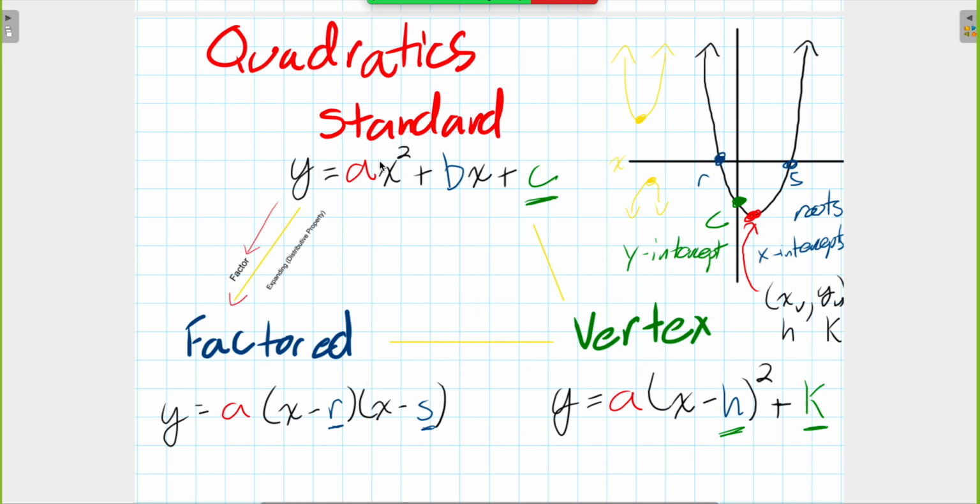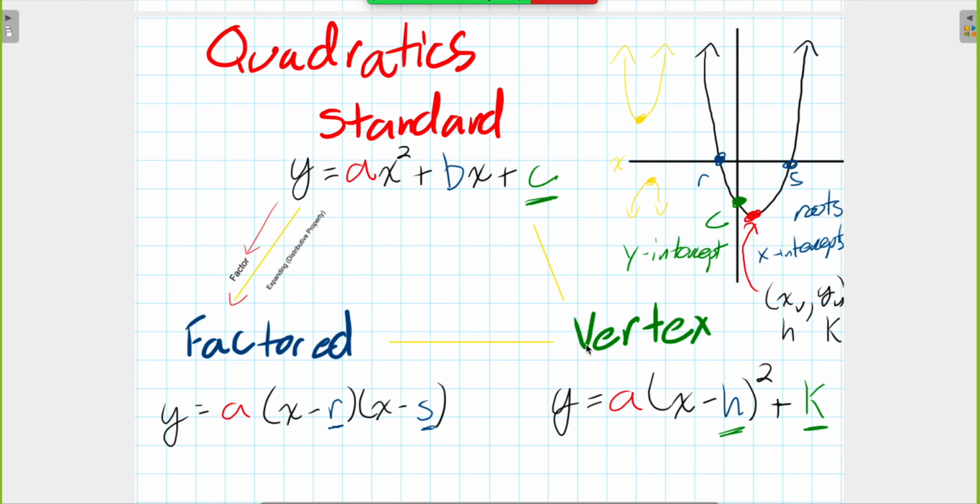Technically, another way to go from standard to factored form is the quadratic formula. We might get into that a little later, but keep that in mind. It's the same concept as factoring, just using a formula rather than some shortcuts. Standard to vertex form, there are formulas for it. Another way to do it is called completing the square. So we take the standard form and turn it into vertex form. And from vertex to standard, we expand with the distributive property, so the exact same one. So you go back that way.